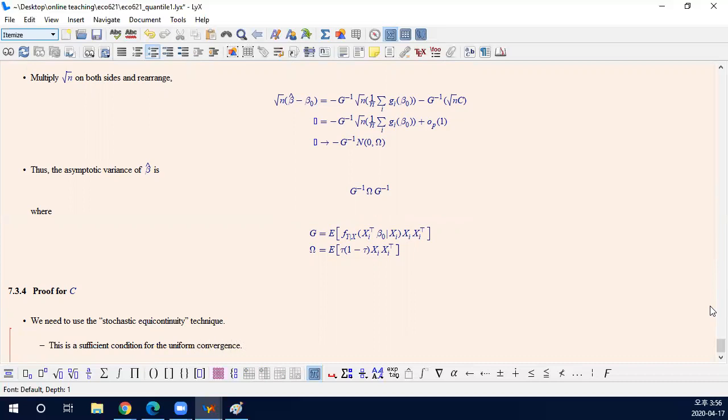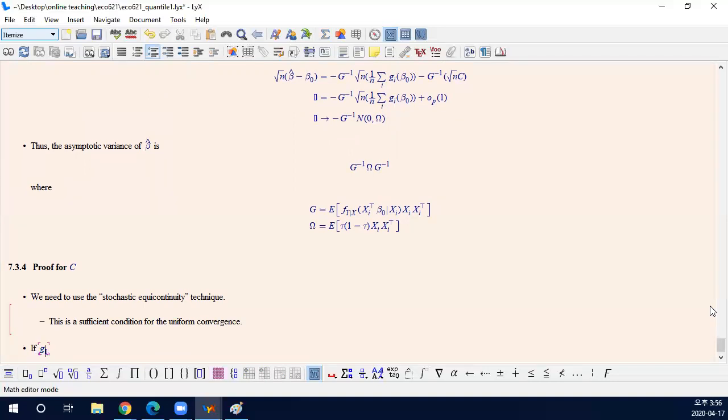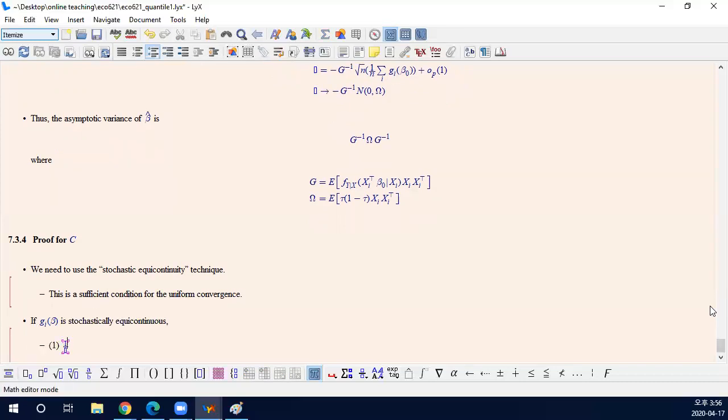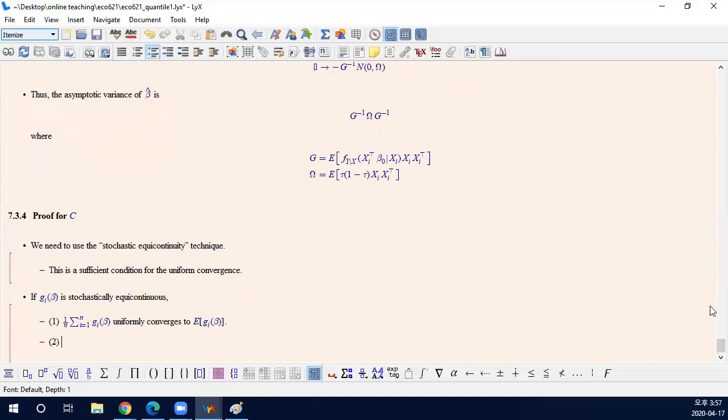But it is a more difficult version of uniform convergence, and it means that if it is stochastically equicontinuous, the name is very complicated, then it implies a few things. For example, the sample mean uniformly converges to the expectation. Here comes uniform convergence again. You may remember the uniform convergence argument earlier. At the time, we used continuity and boundedness and a few things. Stochastic equicontinuity is another approach to that, more widely applicable, but harder to understand. So at that time, I did not introduce the stochastic equicontinuity.